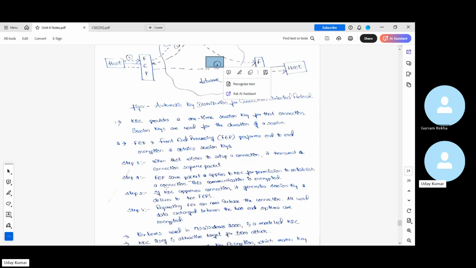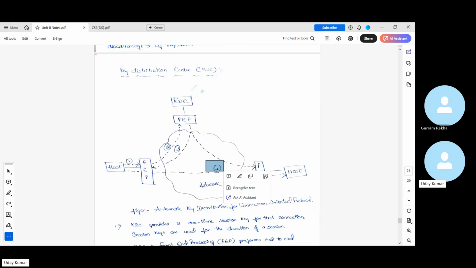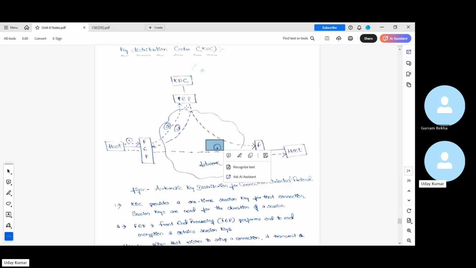Step 3: if the KDC approves the connection, it generates a session key and delivers it to the two FEPs. So once the request is made to the KDC, students, the KDC will review the request, and once it is approved, a session key is generated from the key distribution center. The requesting FEP can now release the connection, and all the user data exchanged between the two end systems is encrypted. So once the key is approved, you can send the data over the network.